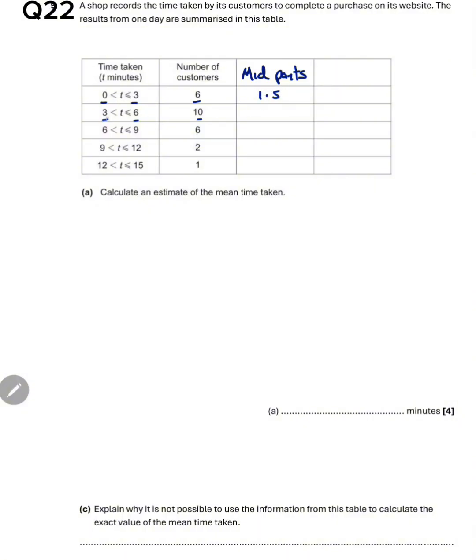And I'm going to do that for each grouping. So midway between 3 and 6 will be 4.5. Between 6 and 9 will be 7.5. Between 9 and 12 is 10.5. And between 12 and 15, 13.5. If you're not sure how to get midpoints, guys, if it's not blaringly obvious, do 12, add 15, then divide by 2. Just half those things added together. And that's where the 13.5 comes from.